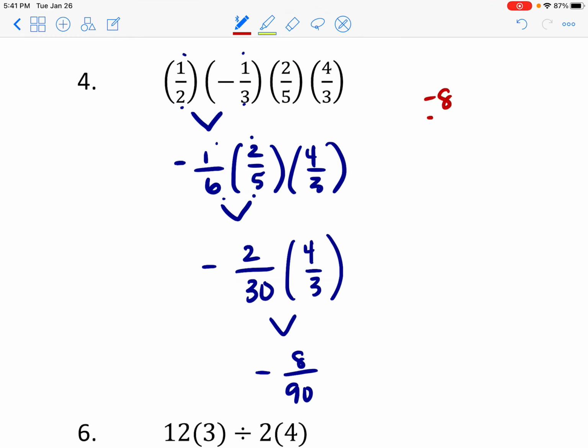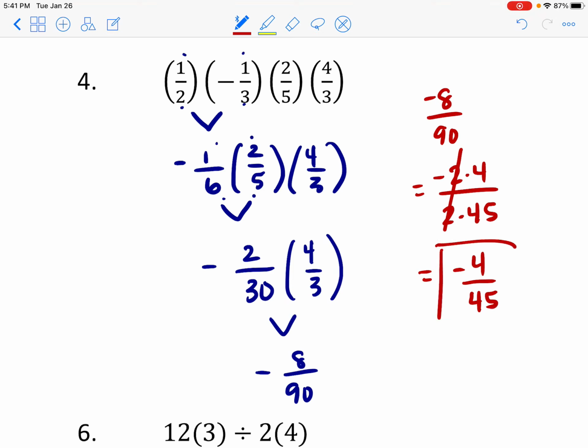But that's going to reduce. We could say that the top of the fraction is really 2 times 4, and I know that the bottom I could say is 2 times 45. They're both even, so I knew they had that 2 in common. So I'm going to go ahead and reduce out that 2. So I'm going to have a negative 4/45. That's not going to reduce.